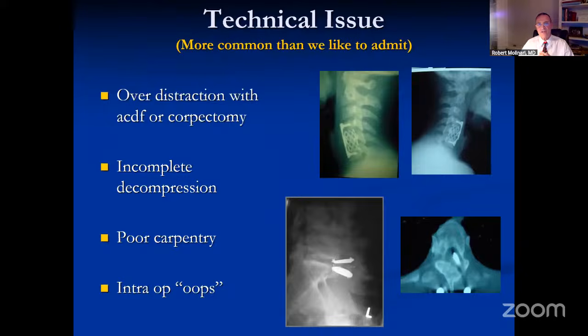What about technical issues? Believe it or not, they're more common than we think. We're fallible. We make mistakes. And there are many technical issues that can happen. Over distraction, incomplete decompressions, poor carpentry. You can see here, these are just examples of intraoperative mistakes that can be made, okay?